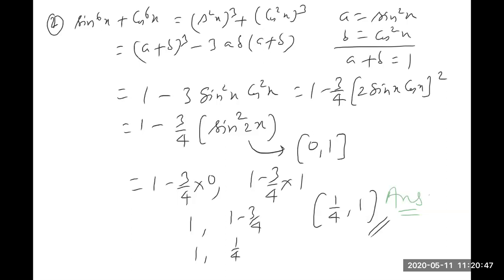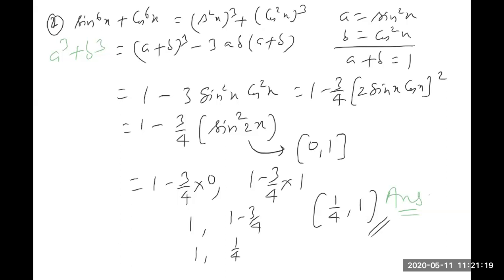See sin^6 x plus cos^6 x. Sin^6 x you can write as (sin^2 x) whole cube plus (cos^2 x) whole cube. Let a is equal to sin^2 x, b is equal to cos^2 x. So it is nothing but a^3 plus b^3. And the a^3 plus b^3 formula is (a plus b) whole cube minus 3ab into (a plus b). a plus b is how much? a is sin^2 x, b is cos^2 x. So a plus b is equal to 1.